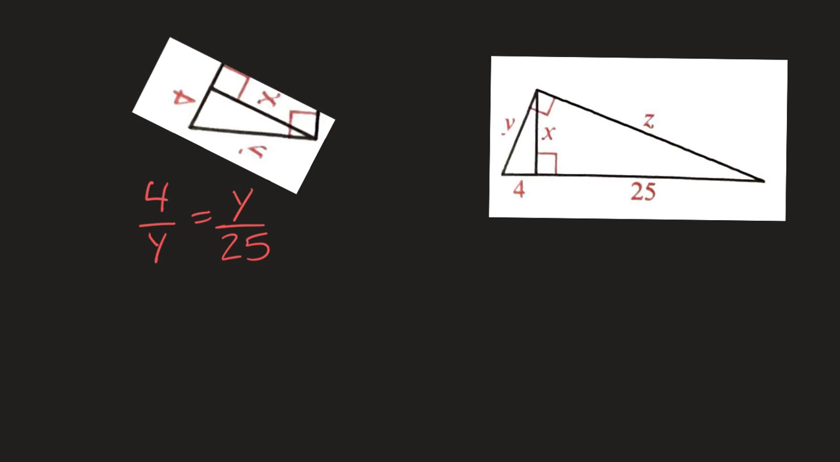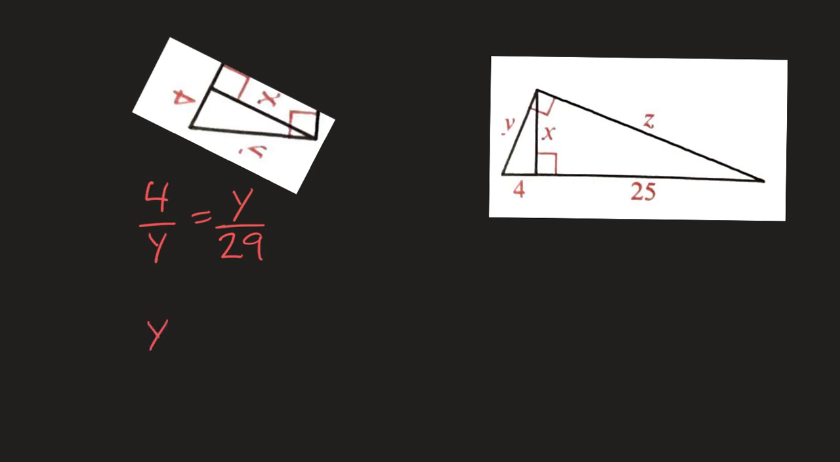And here's that proportion. What I did is I took the 4. Remember, I turned it around and flipped it, so it's 4 over y. So the short leg over the hypotenuse is equal to, if we go over to this one, the short leg, which is y, over the hypotenuse, which is, it's not 25, it's actually 29. Let me fix that.